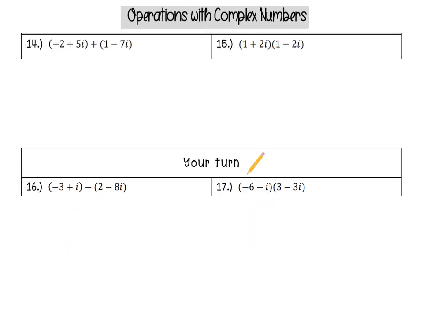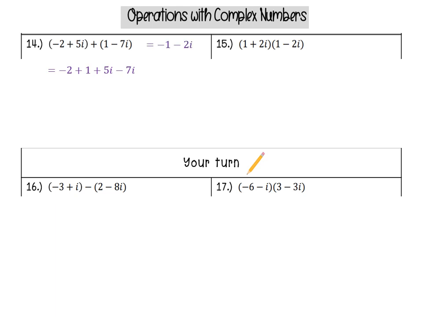Adding, subtracting, multiplying. So adding negative 2 plus 5i plus 1 minus 7i. Well, let's put the real parts together, negative 2 plus 1, and the imaginary 5i plus negative 7i. So negative 2 plus 1 is negative 1, 5i minus 7i is negative 2i, and we're done.